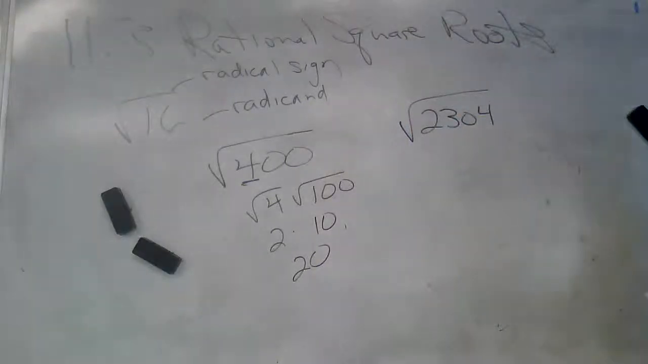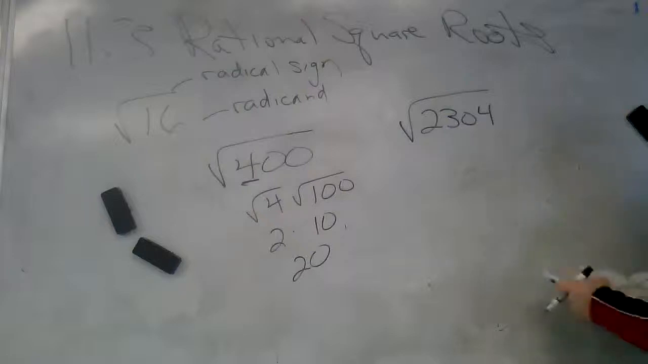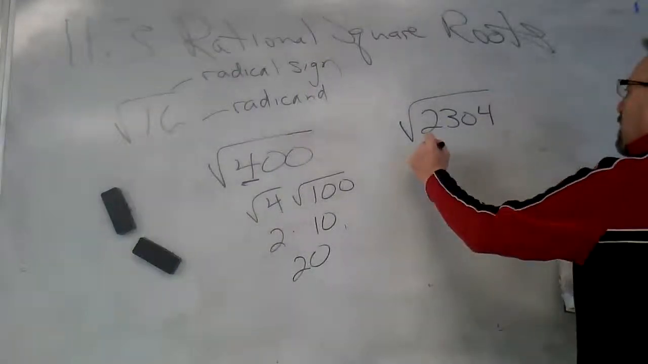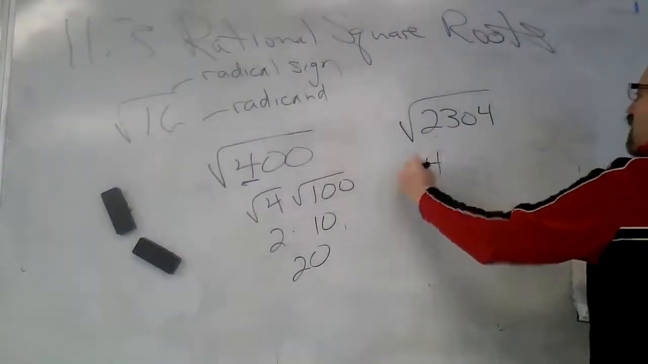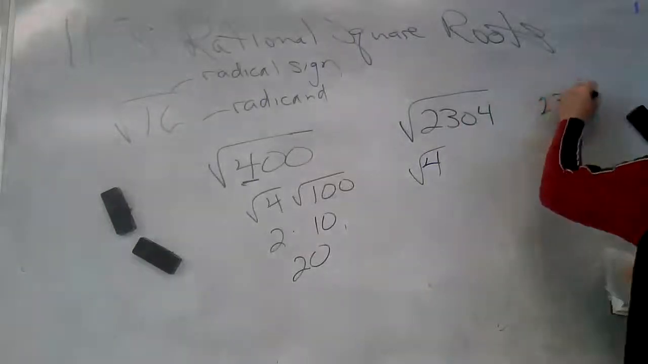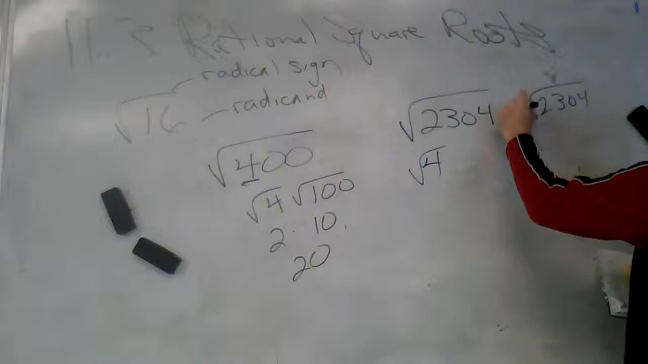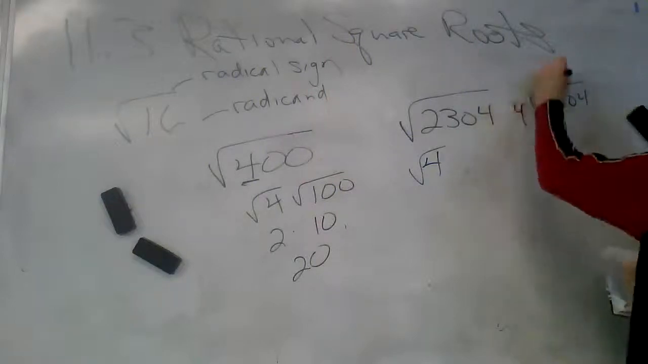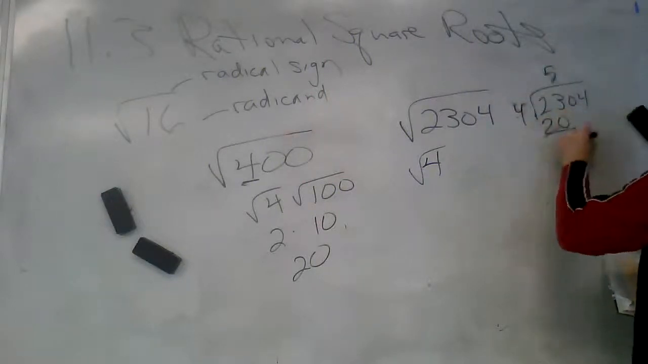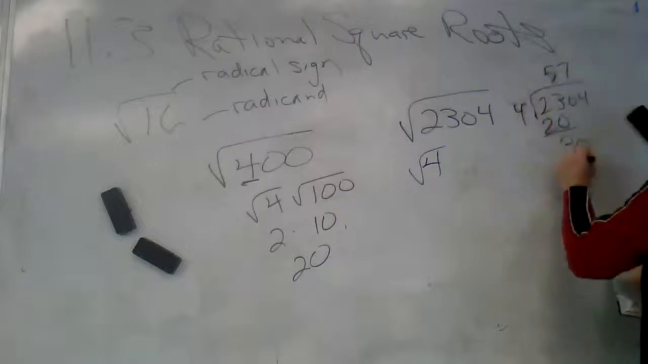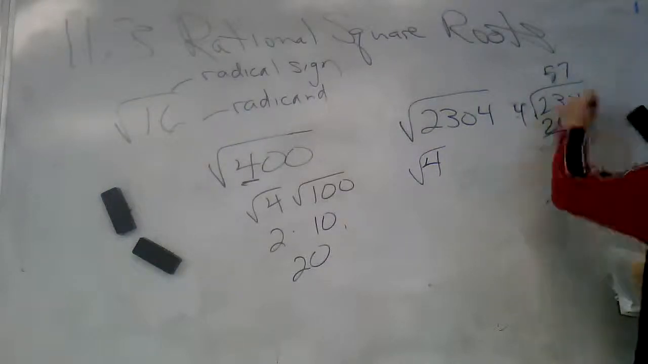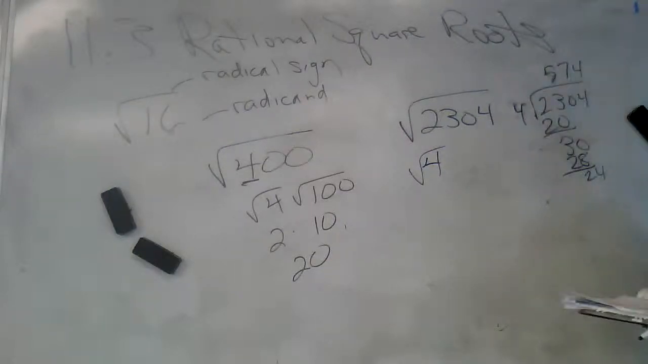If you don't know the exact one, let's do the harder one. 2,304, and you're not going to have your calculator, but can we break it down? Let's start with 4. But this is where we're going to need to do some division. Not 4 there, 4 there. So 4 will go in 7 times, 28, 24. What do we think might go into there?